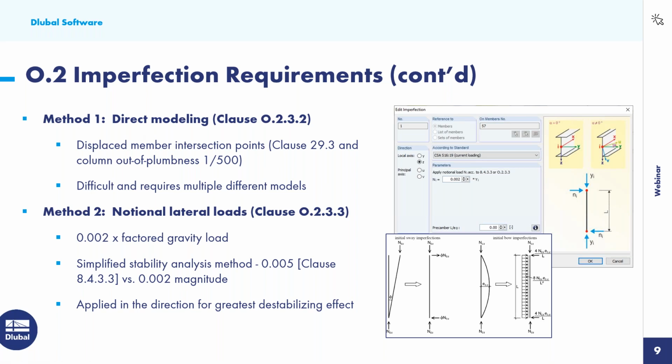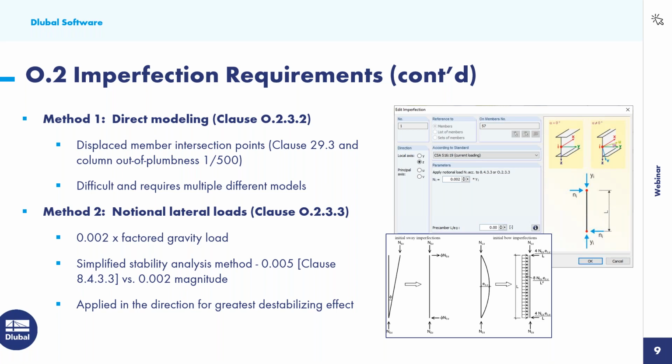This tells us that we must physically displace the member intersection points to account for these imperfections. And how we would physically displace them within the model, maybe we'd refer to clause 29.3, which gives a whole lot of information about erection tolerance values. It's also quite common to consider column out of plumbness of 1/500. In addition to column out of plumbness, we might also be considering member out of straightness. And again, we're trying to consider the most destabilizing effect here.